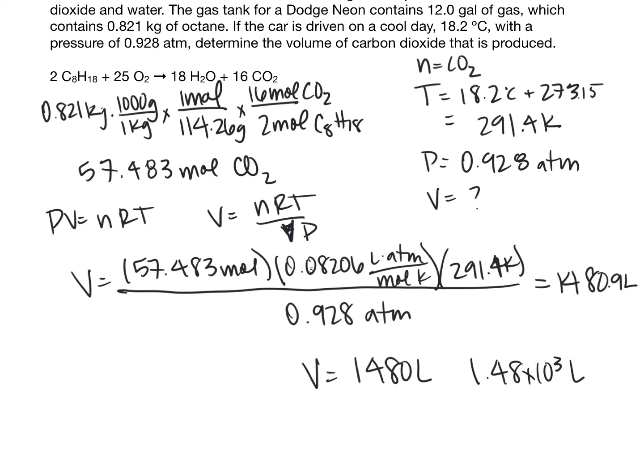So we can now use the ideal gas law or any of the relationships to understand how a gas functions under ideal conditions. We can look at those in a variety of different ways, and we can easily determine how it behaves using the ideal gas law of PV equals nRT.